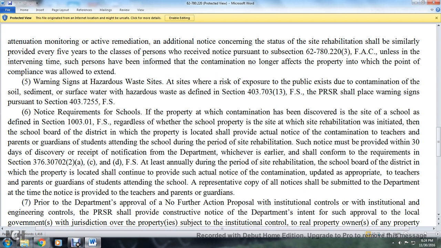6. Notice of requirements for schools. If property contamination was discovered at the site of a school as defined in section 1003.01, regardless of whether the school property is the site where the site rehabilitation was initiated, the school board of the district in which the property is located shall provide actual notice of the contamination to the teachers, parents, guardians, and students attending the school during the period of the site rehabilitation. Such notice must be provided within 30 days of discovery.